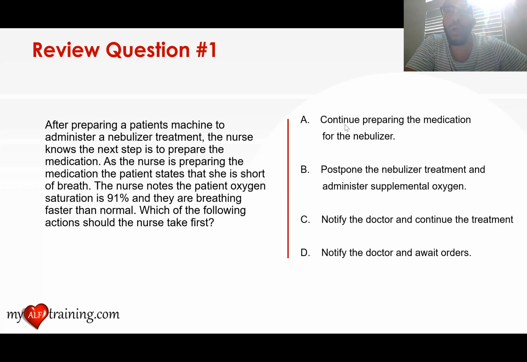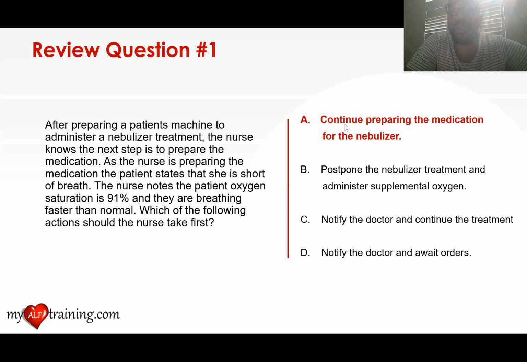So what would be your first action? What would be the first action you would take after this patient tells you that they're short of breath, their oxygen saturation is 91%, and they are breathing faster than normal? What should this nurse do?